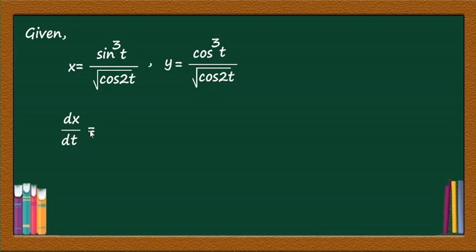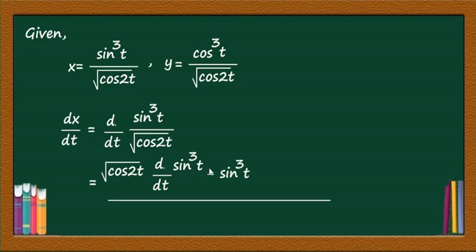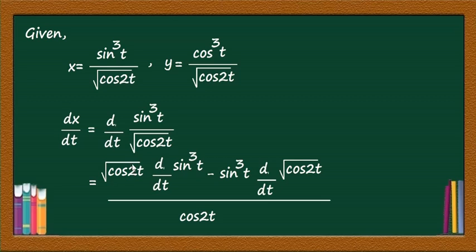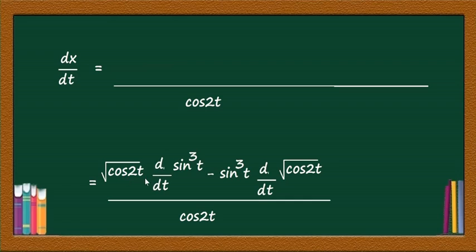dx by dt is equal to d by dt of sin cube t divided by root of cos 2t. Here you have to apply the quotient rule, the derivative of u by v formula: v, that is root cos 2t into d by dt of sin cube t, minus sin cube t into d by dt of root cos 2t, divided by root cos 2t whole square, v square, that is cos 2t.